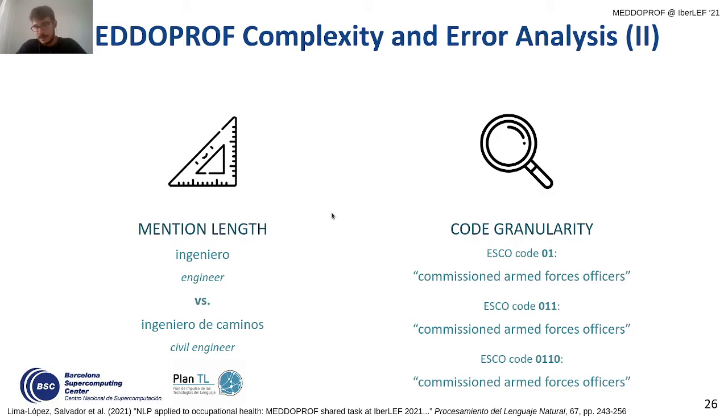As for the normalization, one of the main difficulties that we encountered, and it could also be seen in the participant systems, is that the code granularity, especially for ESCO codes, was sometimes a little bit hard to distinguish, because many of the codes have similar or directly the same name, right? For example, all of these three codes are called Commissioned Armed Forces Officers.